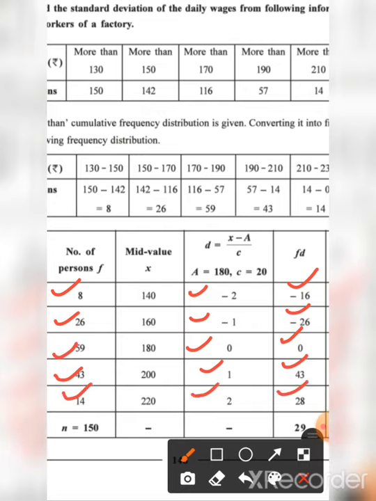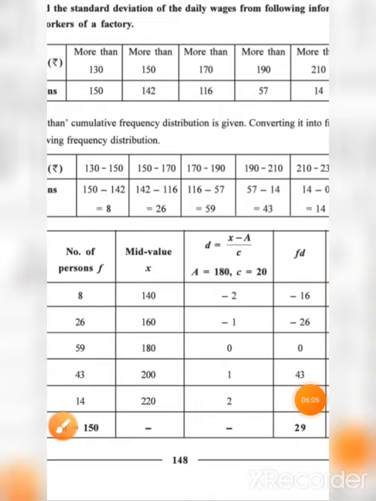Again you do the total of fidi, and over here you are having 29. So that is how you are going to have the column of fidi.